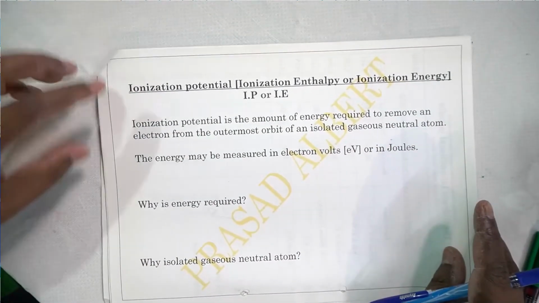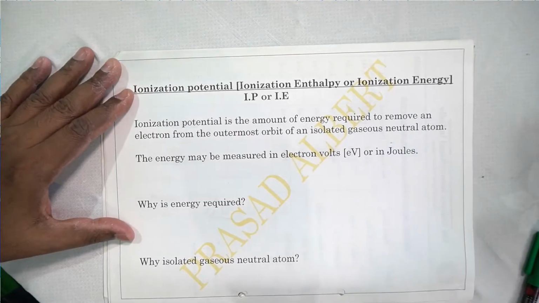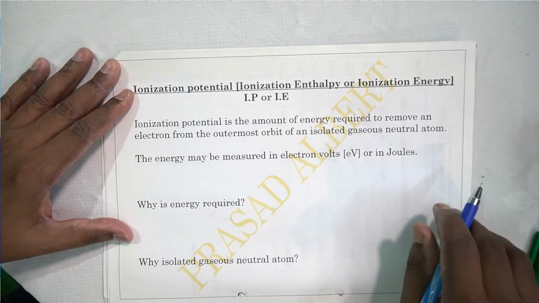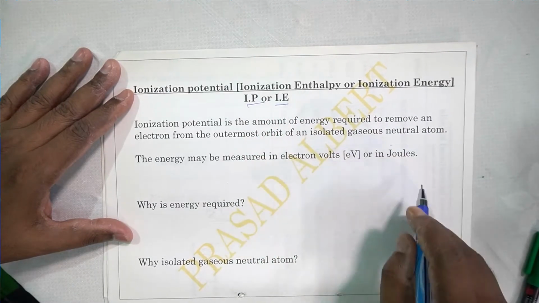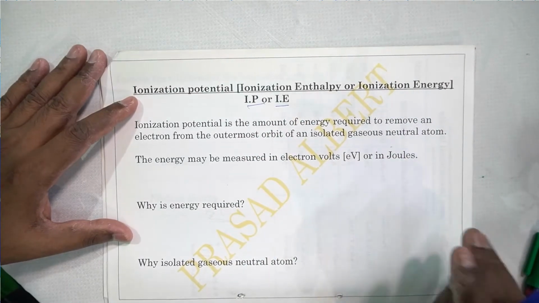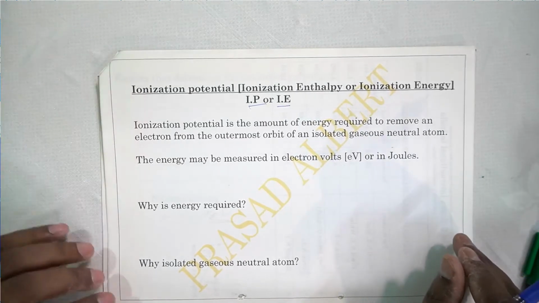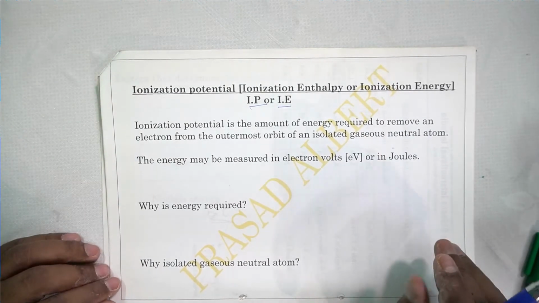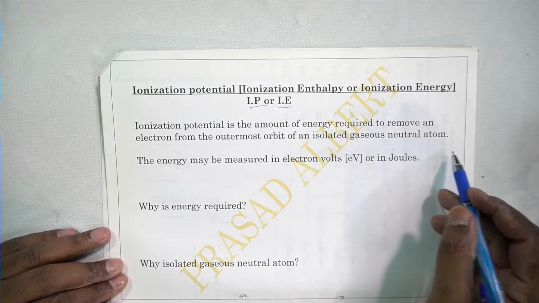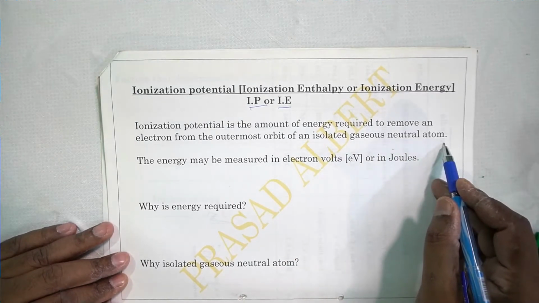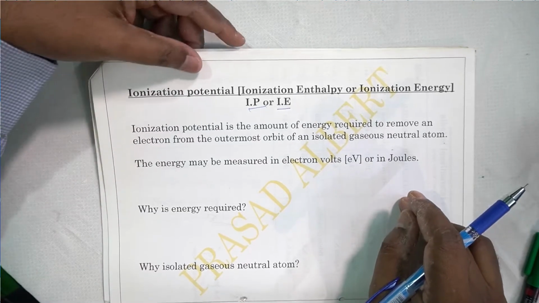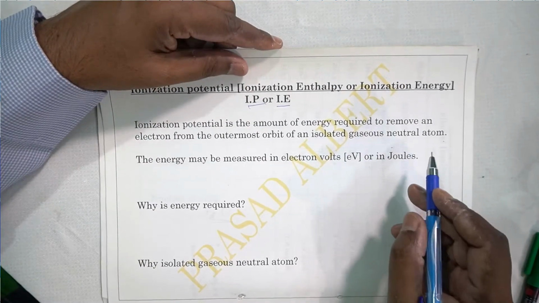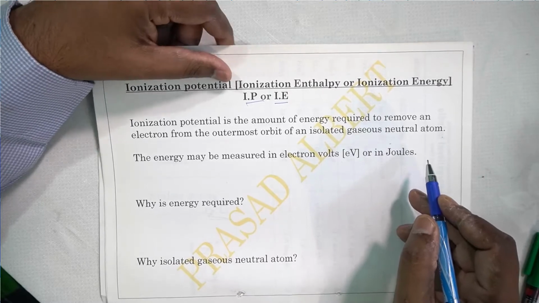Ionization potential, otherwise known as ionization enthalpy or ionization energy, has the short form IP or IE. Ionization potential is the amount of energy required to remove an electron from the outermost orbit of an isolated gaseous neutral atom. We know an atom consists of protons, electrons and so on. So here we are going to see how an electron is removed and what causes an electron to be removed.